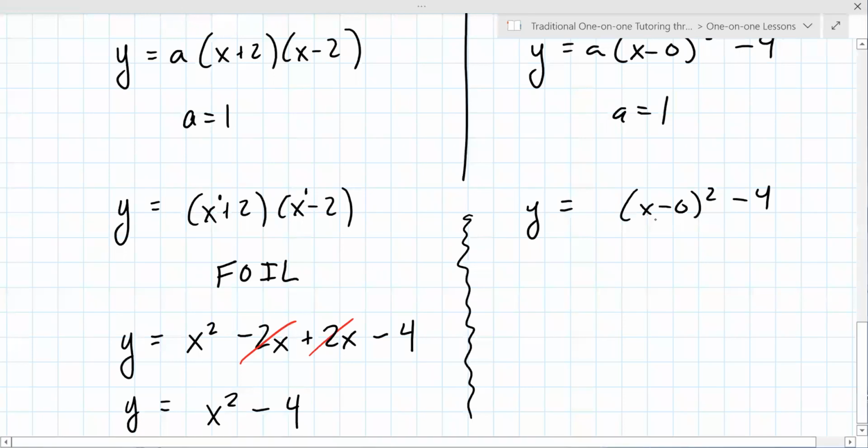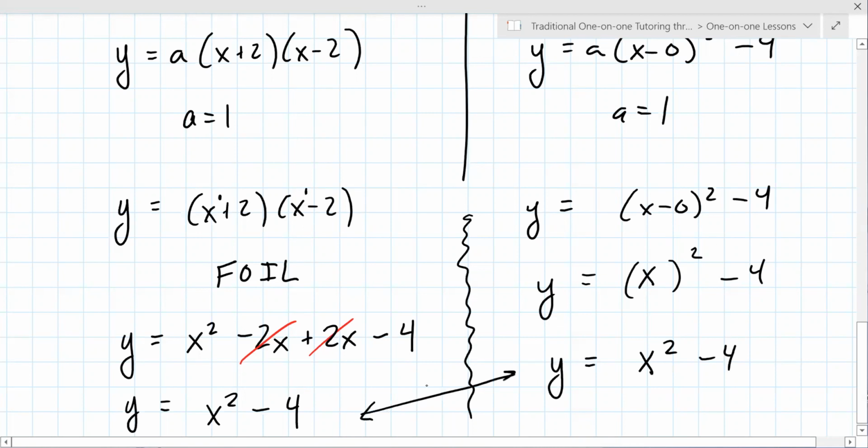So on the right here, x minus 0 becomes just x. You square whatever's inside parentheses. So x inside parentheses squared becomes x squared. Bring down the minus 4. Are these the same? Yeah, they are.